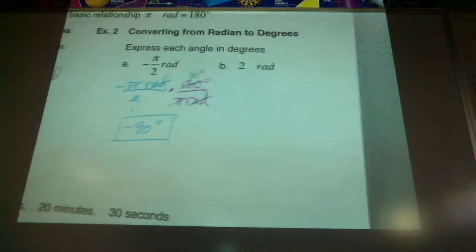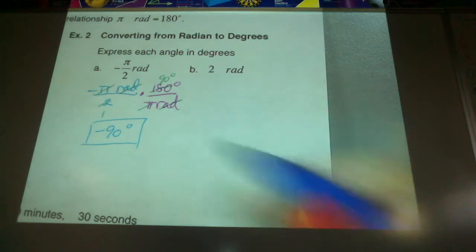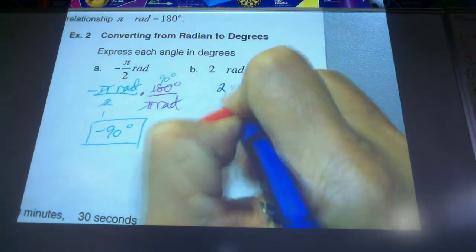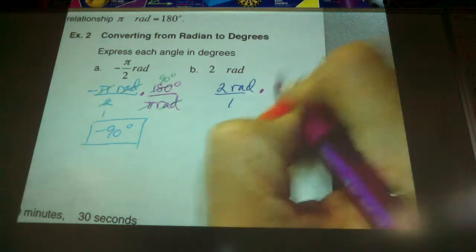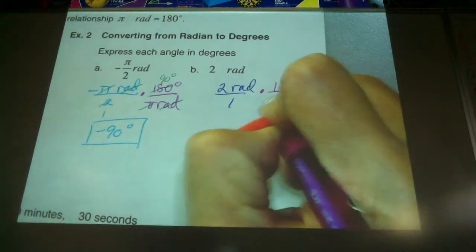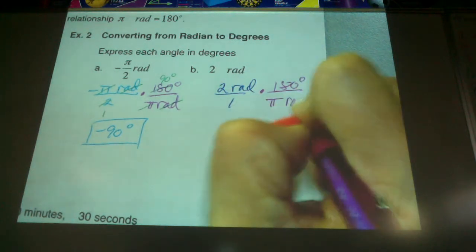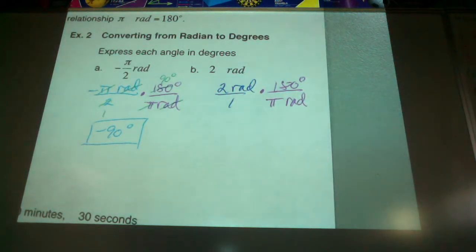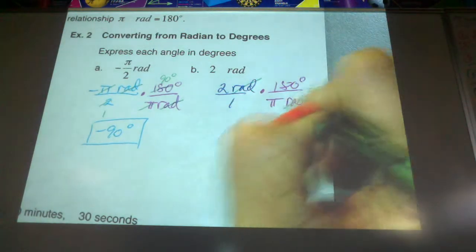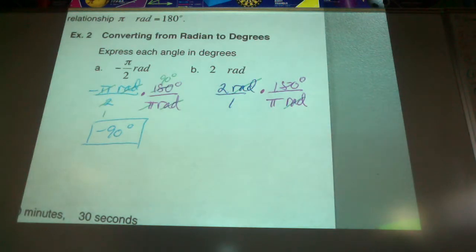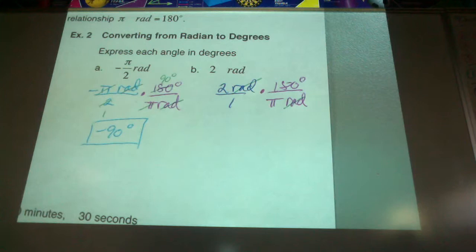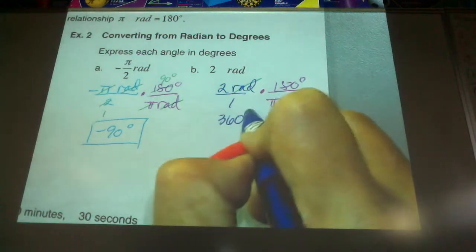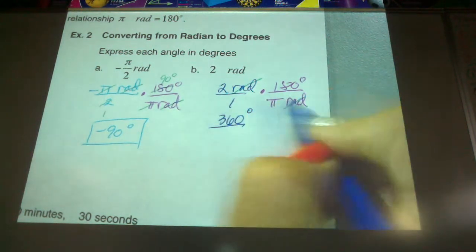Let's look at the 2 rad, because it's kind of odd and weird. So we're going to start with 2 rad over 1. Because I want degrees, I'm going to put 180 degrees up top over the pi rad. Now, if you were doing the non-calculator portion of your test, this is what your answer would look like. Our rads cancel. The pi actually doesn't cancel with anything this time. And the 2 doesn't cancel. What's 2 times 180? So we've got 360 degrees over just pi.